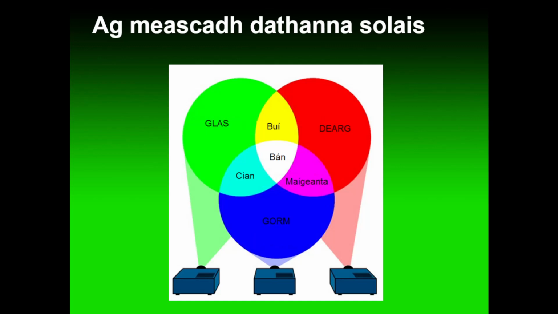So if we mix green and red we get yellow. Green and red gives you yellow, green and blue gives you cyan, and red and blue gives you magenta. If we mix all three colours, we get white.